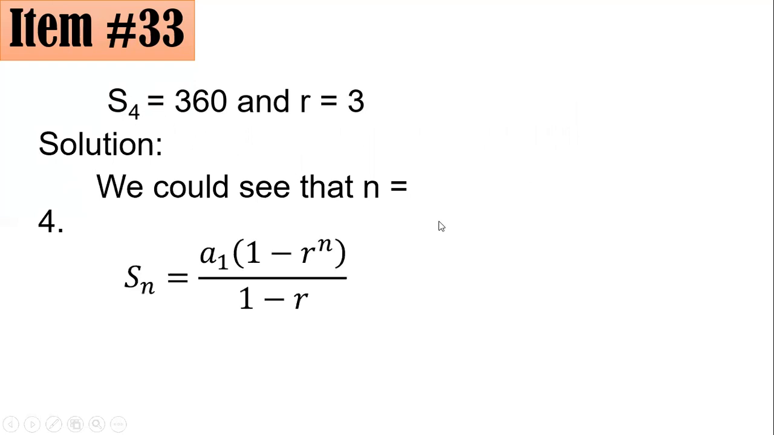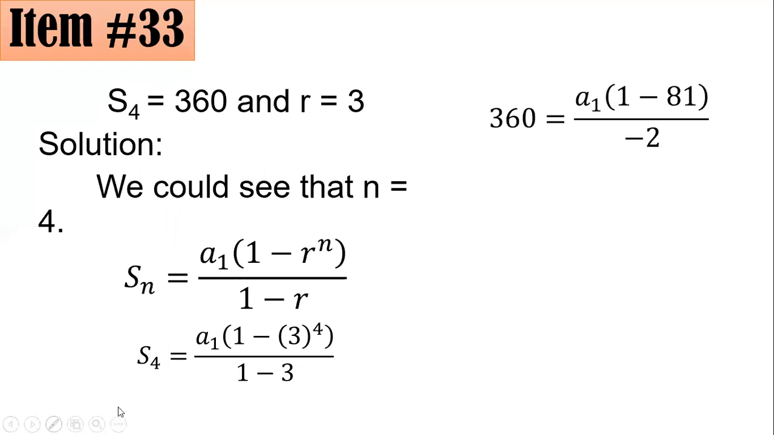So with that, we have to recall the formula for the sum of a geometric series. This is understood that you have a finite geometric series and that your common ratio is not equal to 1. By substitution, you will have S sub 4 is equal to a sub 1 times the quantity 1 minus, I replace the r with 3 and the n with 4. In fact, all n's were replaced by 4, all over 1 minus 3.